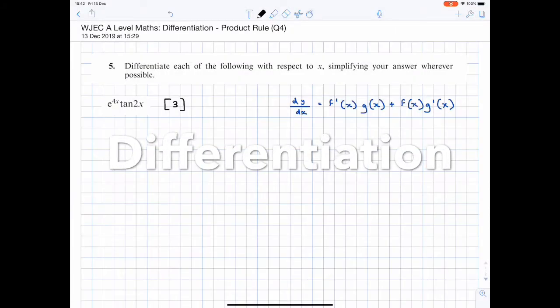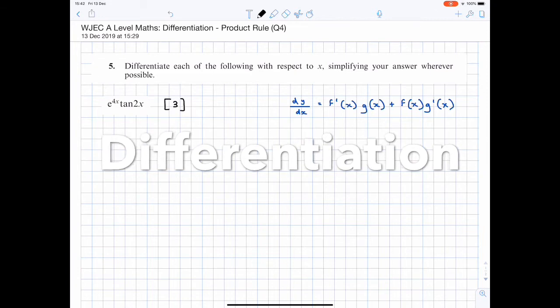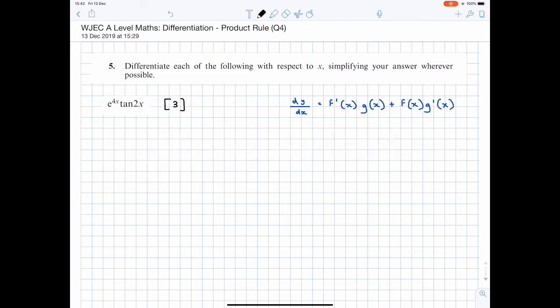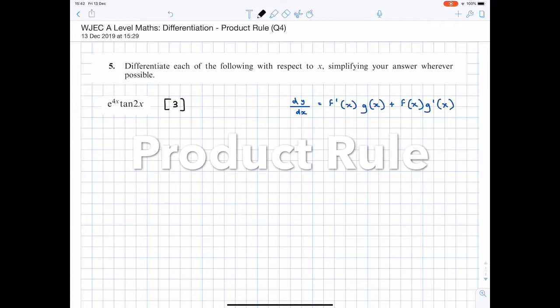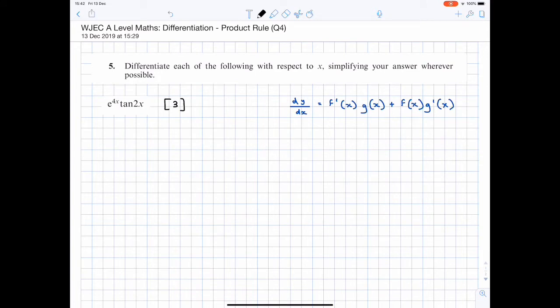Okay, so in this video we're going to be answering our fourth exam style question focusing on differentiation, and this video in particular is going to be looking at the product rule, and below is the question that we're going to be answering in this video. So we need to differentiate e to the 4x tan 2x for 3 marks.